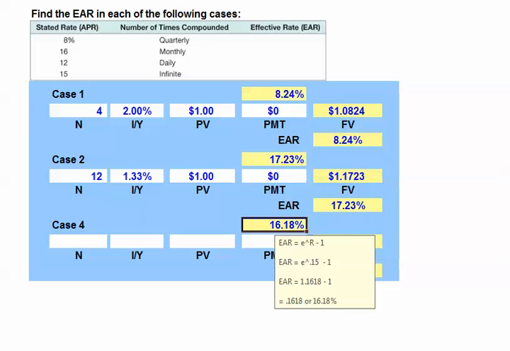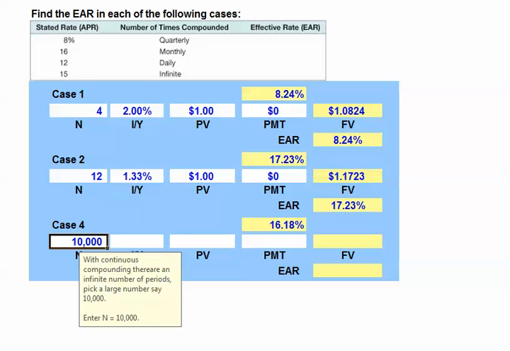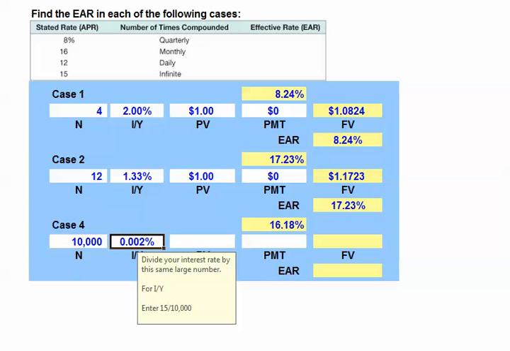16.18%. We can solve this also using the financial functions in our financial calculators. Again, continuous compounding means we have an infinite number of compounding periods, but fortunately, we can just pick a rather large number for n. Let's say pick 10,000, so enter n equals 10,000. For our interest rate, we'll have to take our interest rate of 15% and divide it by the same very large number, in this case 10,000.